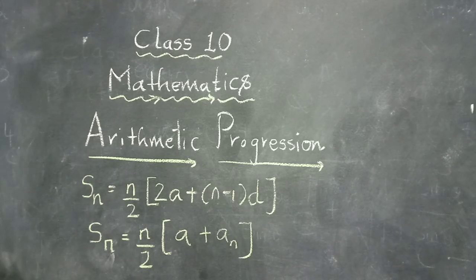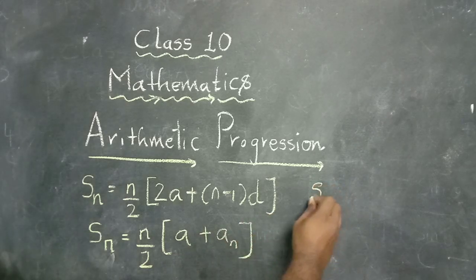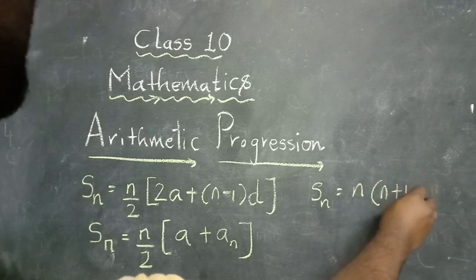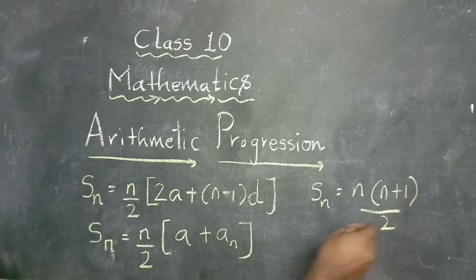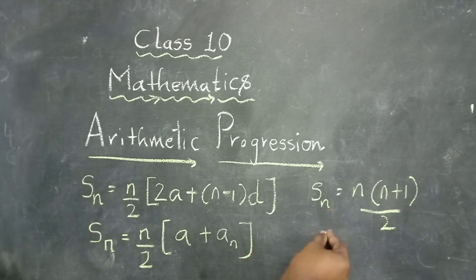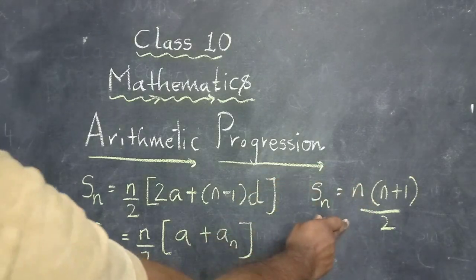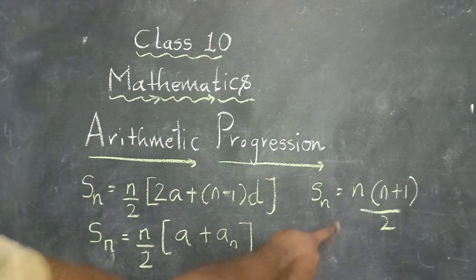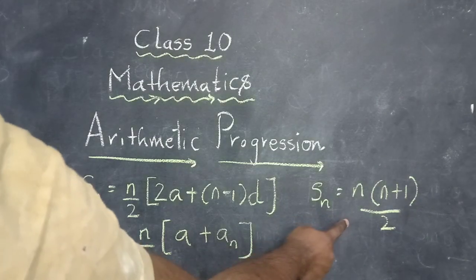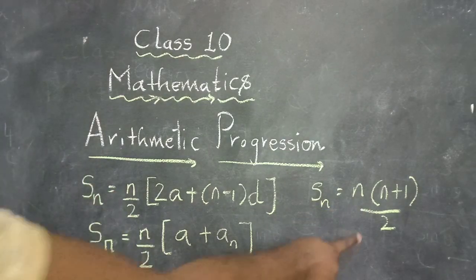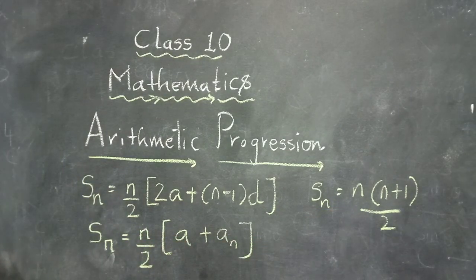Now the sum of n positive integers is given by the identity Sn equals n into n plus 1 divided by 2. The sum of the first n positive integers is given by the formula Sn equals n into n plus 1 divided by 2. In this video, we will continue with the exercise questions.